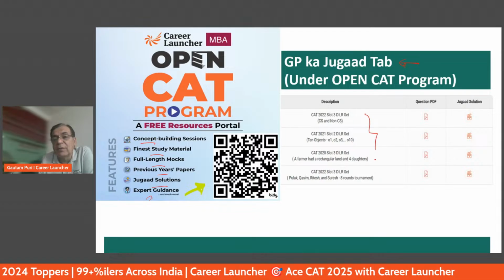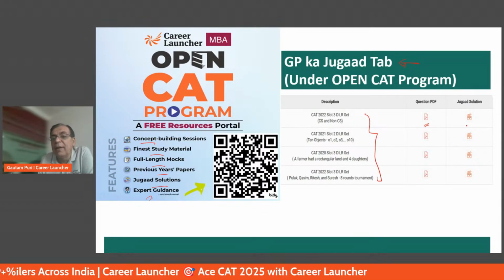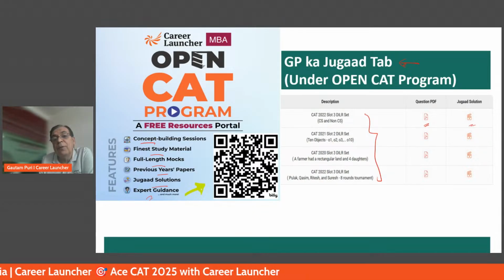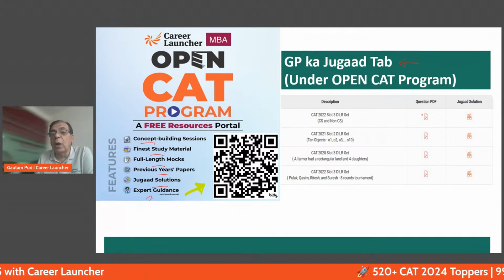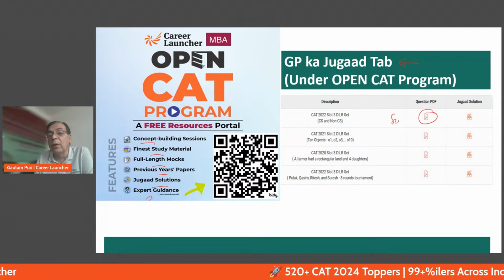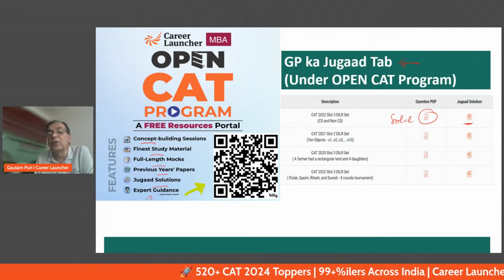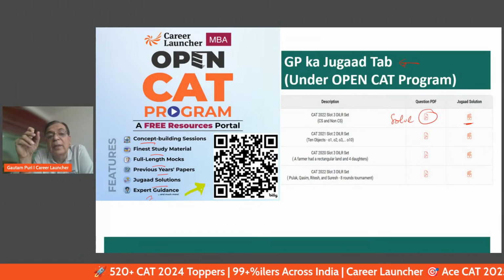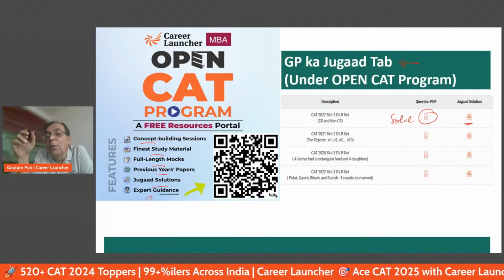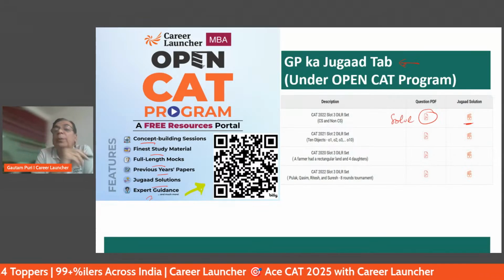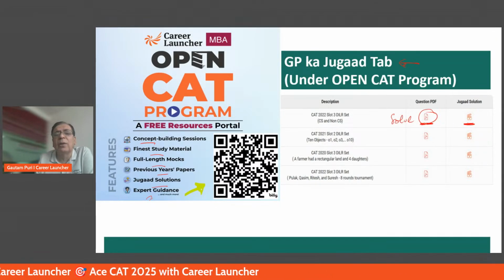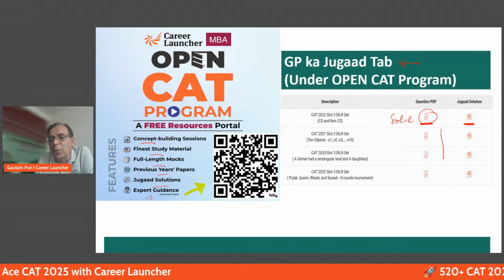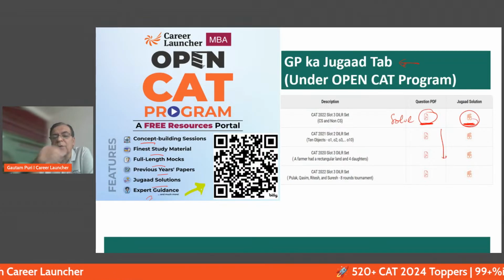In addition to that, if you scan and go to the GP Ka Jugaad tab, you will find the earlier session which I have done. The question PDF and the solution both are given there. If you have not attended those, my suggestion is please first download the PDF, solve it yourself, and then look at the Jugaad solution. It will help you understand what it is that you should be doing, and also what you should not be doing in the paper. So with the Jugaad solution, you don't start with it, solve it yourself. And in the subsequent ones, see if you can apply the Jugaad approach which I have talked about.